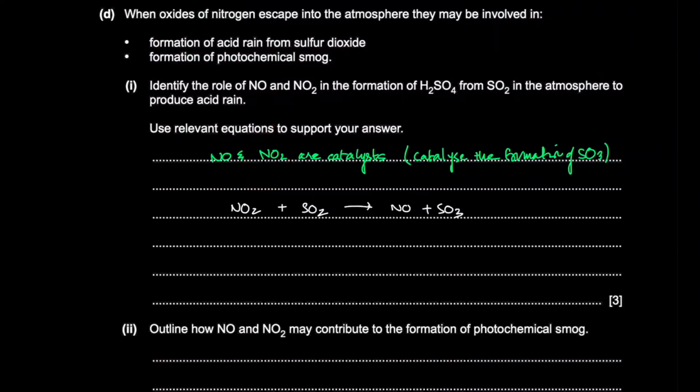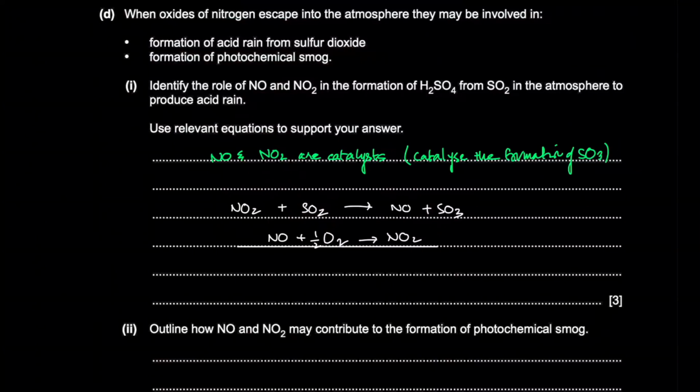Now, normally sulfur dioxide doesn't react with oxygen to form SO3 in the absence of a catalyst, okay? But when you have a catalyst, you have a lower activation energy. So this reaction has a lower activation energy than the reaction with oxygen. Sulfur dioxide doesn't react with oxygen, but it does react with NO2 to form SO3. And then your nitrogen monoxide can react with oxygen to form NO2.